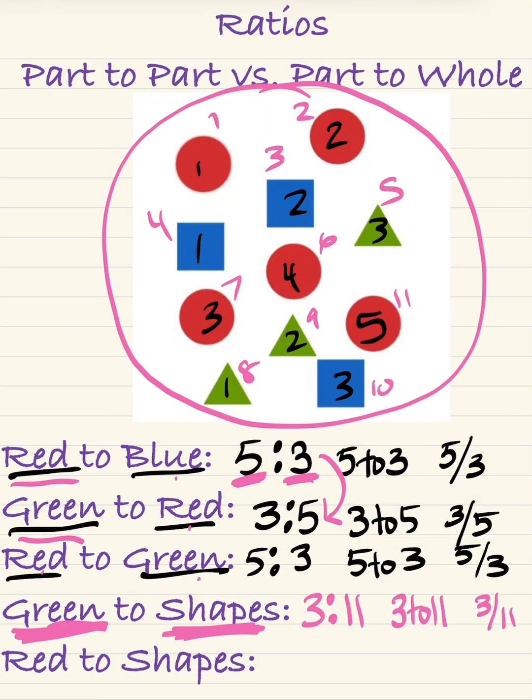Looking at the last problem, I have red to the total number of shapes. I know that there are 5 red shapes, so that will be my first number, followed by a colon, the number 11. 5 to 11, 5 over 11.